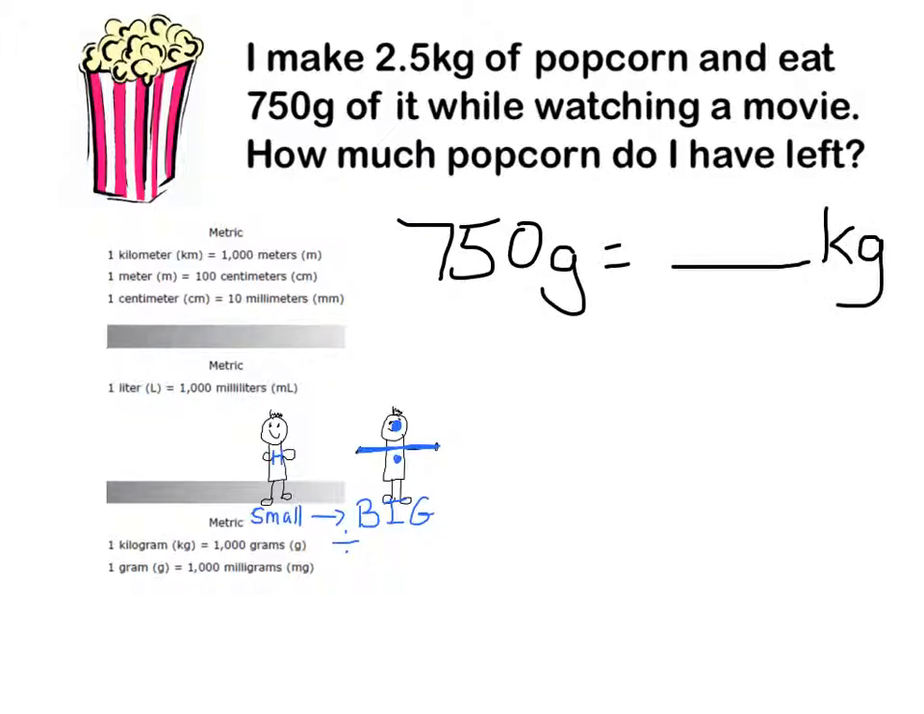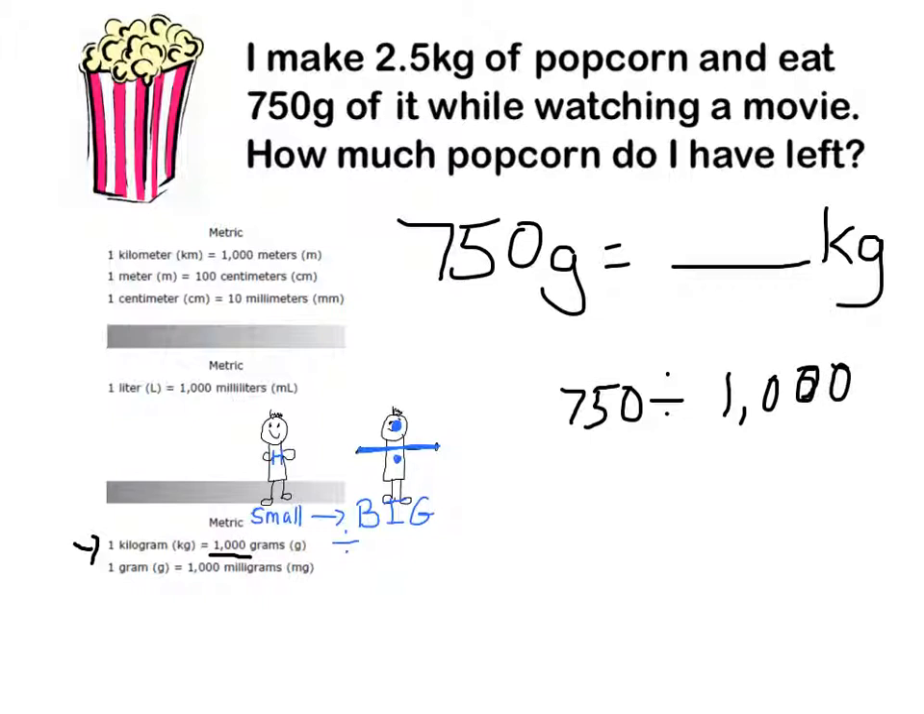So again, if we look over here at our chart, we see the grams are smaller and we're going to be going to bigger. So smaller to bigger means we're going to divide. So 750 divided by, and we see here on the chart we need to divide it by 1,000.